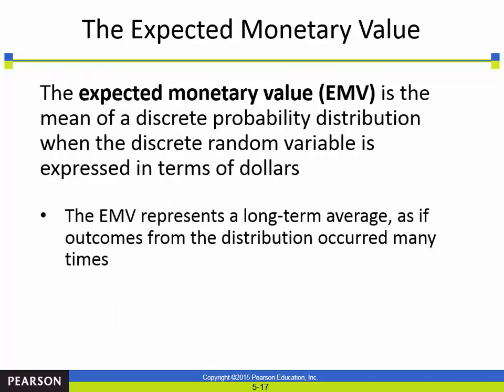All right, so the expected monetary value, all it is, it's the mean of the probability distribution when we're dealing with numbers, or dollars. So they have this whole different term that makes you be like, oh wait, what's this? The expected monetary value. All it is is that same mean that we calculate for all these other data sets, but when we're measuring it in dollars.